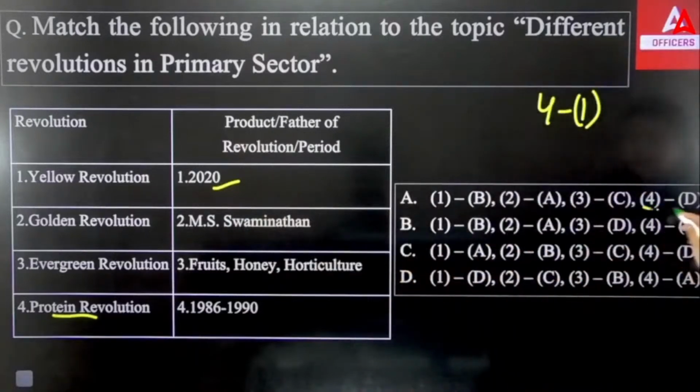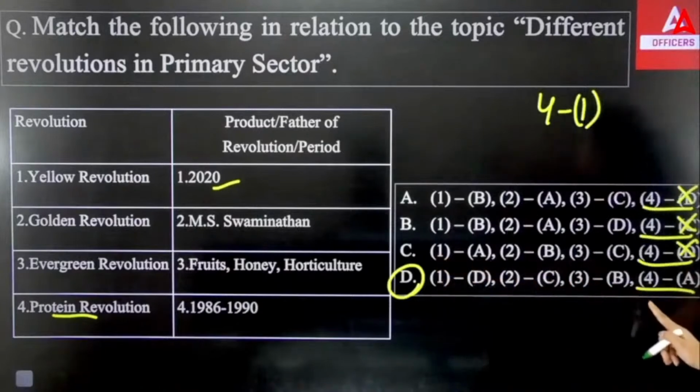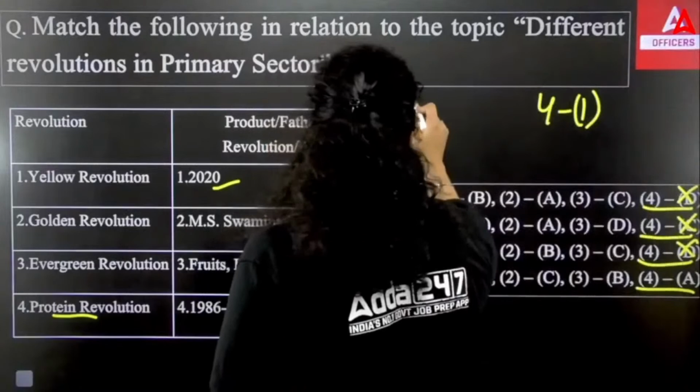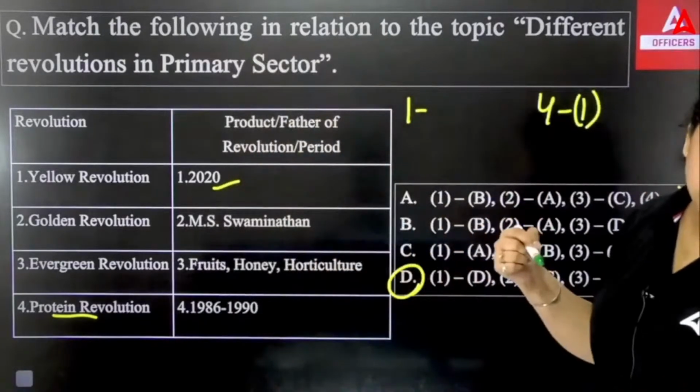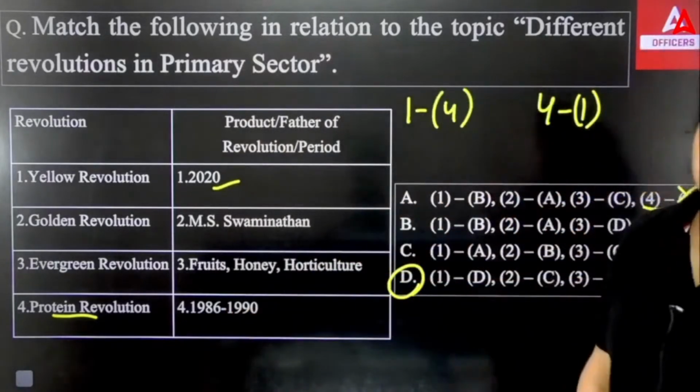Now if I talk about fourth is D, no. Fourth is C, no. Fourth is B, no. Fourth is A, yes. It might be the D option that is the right one, but we have to check all the options. Now the first is saying yellow revolution. It is a very old revolution, so it is related to 1986 to 1990.